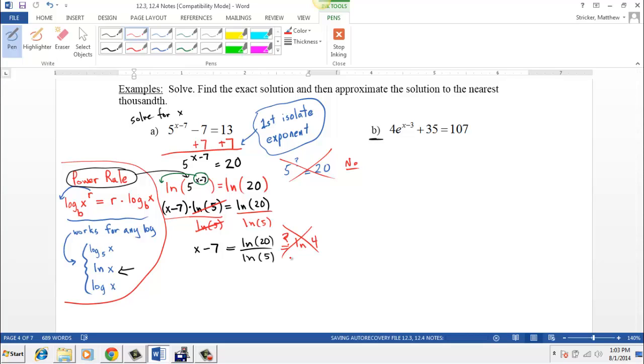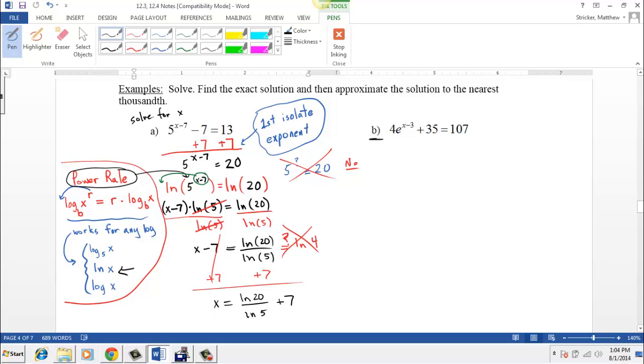We really just have one step left. Our last step here is to get x by itself. And of course, we see that it's a minus 7 next to the x, so we do the opposite. We go ahead and add 7 to both sides. And when we do that, those 7's go away. And what we're left with is x equals the natural log of 20 divided by the natural log of 5 plus 7.